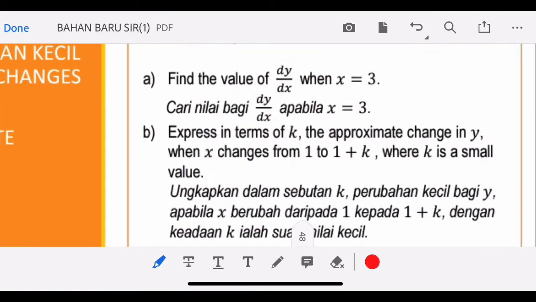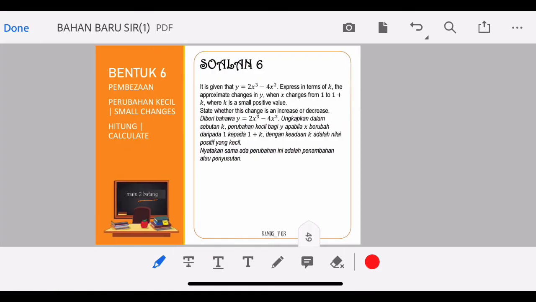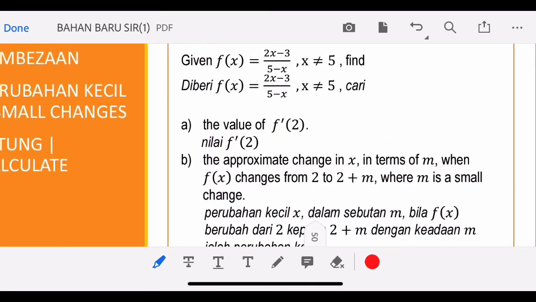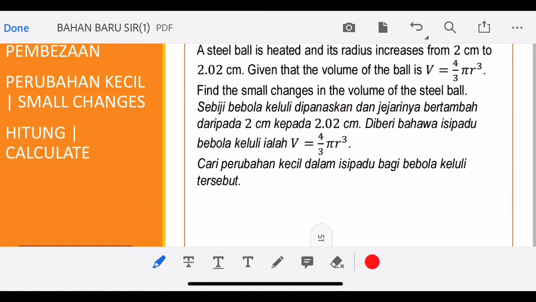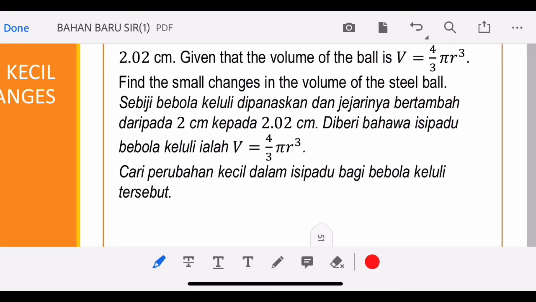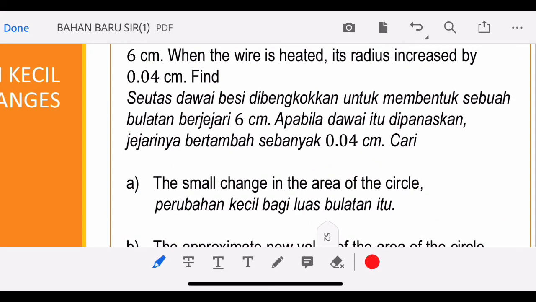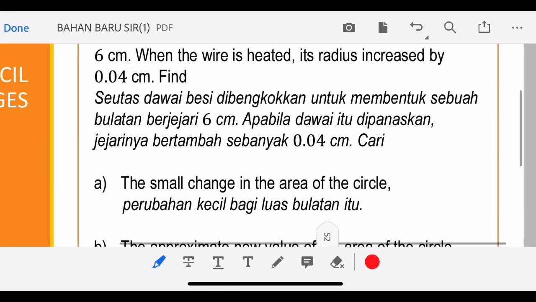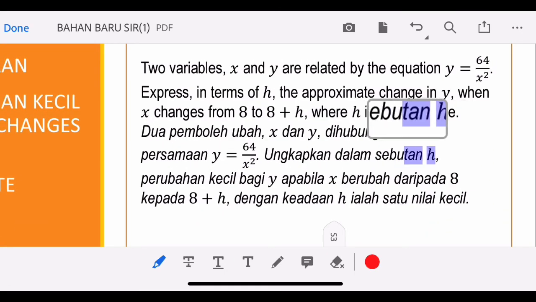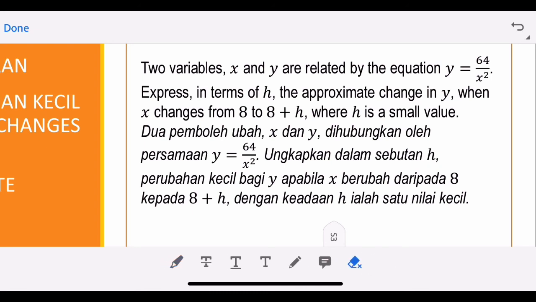This one also approximation. Besides approximation, we also have rate of change, right? Okay, we have rate of change. And also the last one is tangent and normal, equation of tangent and normal. Alright, so there are four applications only. Okay, so for the next video lesson, I will discuss the small changes, maybe the rate of change, and maybe I will discuss equation of tangent and normal.